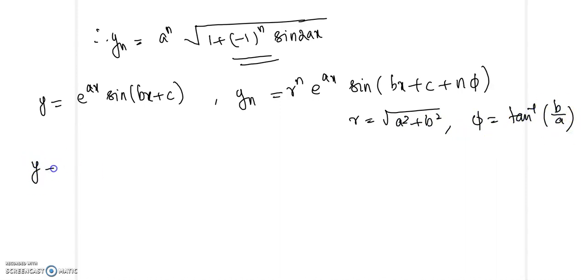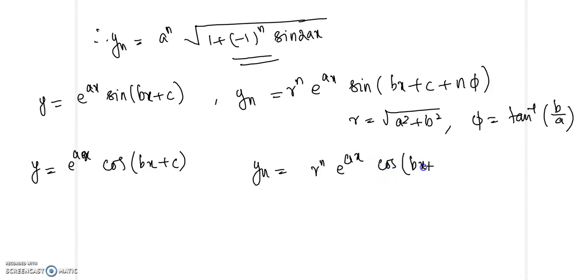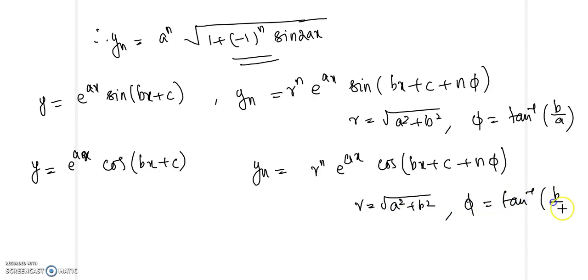Similarly, if y is equal to e raised to ax cos bx plus c, then yn is again r raised to n e raised to ax cos bx plus c plus n phi, where r is root of again a square plus b square and phi is tan inverse of b by a. So let us see the nth derivative when you have a function in this form.